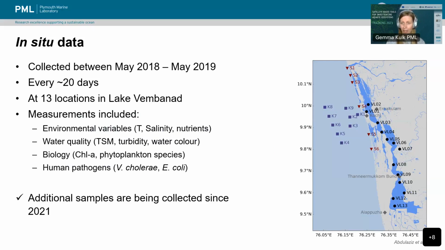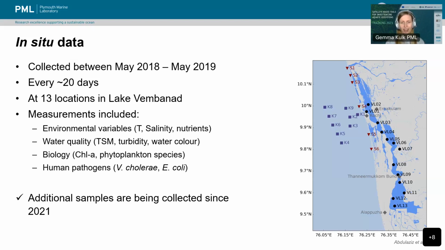And for this case study, we looked at environmental variables such as temperature, salinity, nutrients. We looked at water quality indicators, including total suspended matter, turbidity, and water color. We looked at chlorophyll A and phytoplankton species composition. And we looked at human pathogens such as Vibrio cholerae and E. coli.